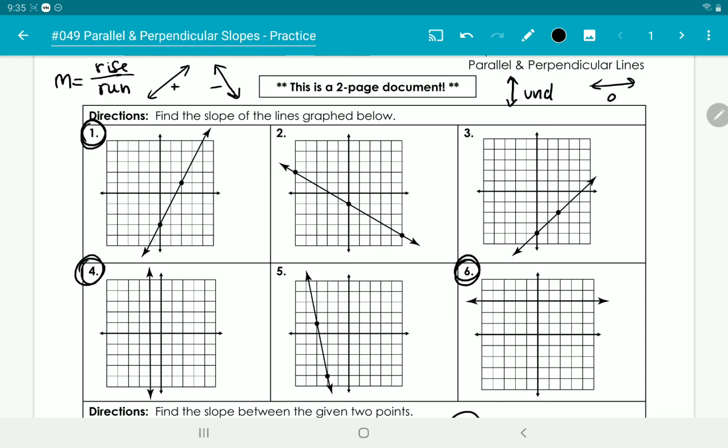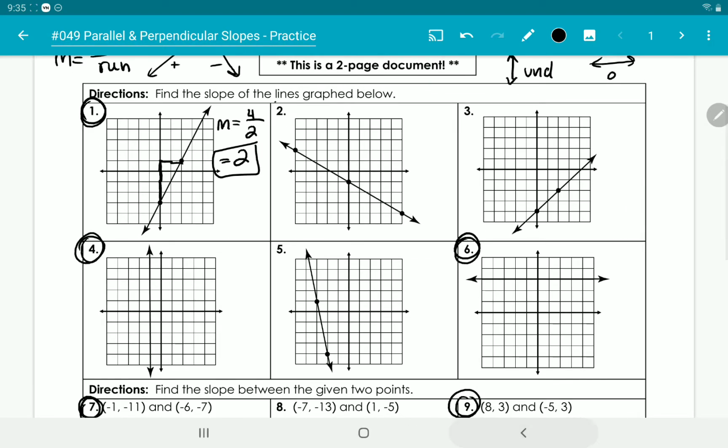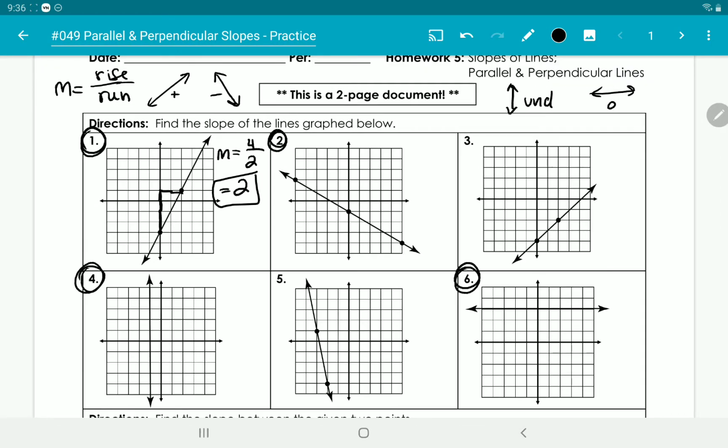Looking at number 1, you can see from left to right, it's going uphill, so it's going to be positive. So the slope is going to be how far up you go, 1, 2, 3, 4, divided by how far right you go, 1, 2. And if we simplify that, 4 divided by 2 gives you 2. It's as simple as this seems. Okay, I'm actually going to go ahead and do number 2 as well, sorry.